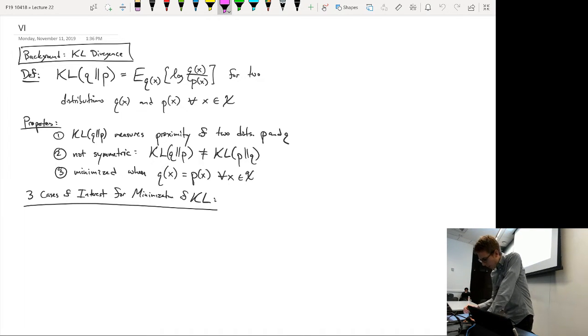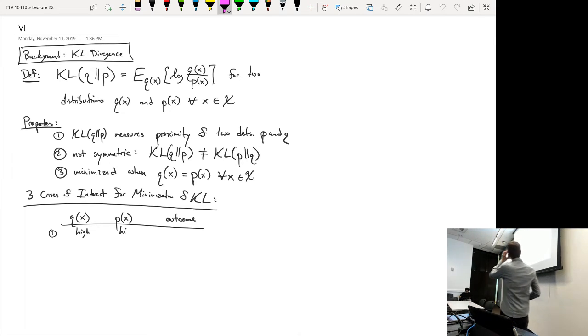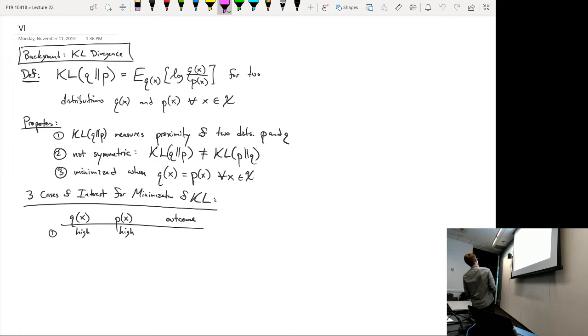So we're going to break these 3 cases up by thinking about the value of Q of x, the value of P of x, and the actual outcome. So the first case is that where Q of x is high and P of x is high. So if both Q of x is high and P of x is high, then is the KL divergence high or low for that particular x?